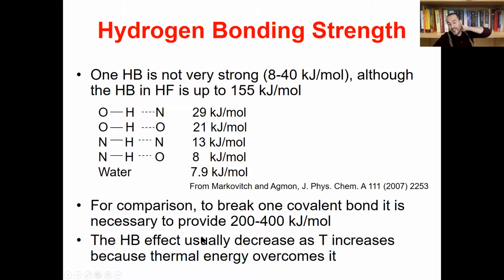The hydrogen bond effect usually decreases as temperature increases because of thermal fluctuations, which tend to rotate or distort the molecules. The orientation is also important in the formation of hydrogen bonds. So rotation of the molecules matters, and temperature facilitates distortion or rotation of molecules. So hydrogen bonds are susceptible to increases in temperature.